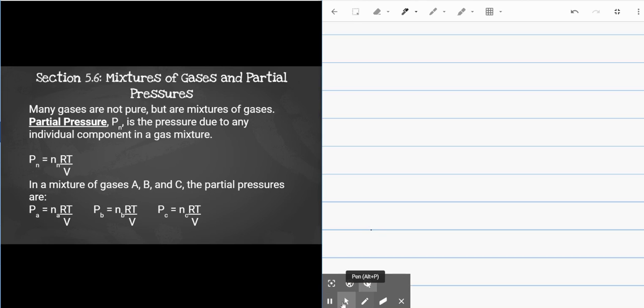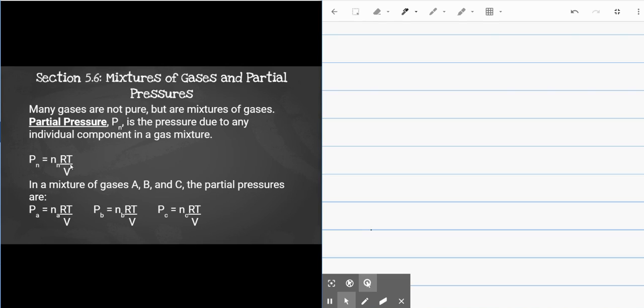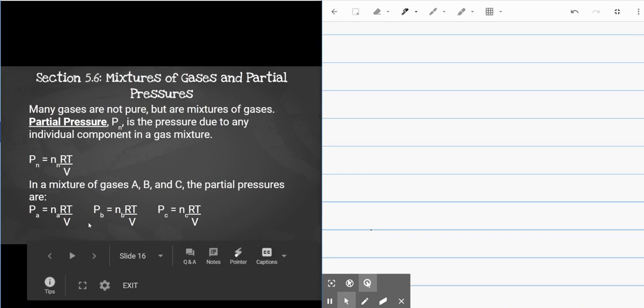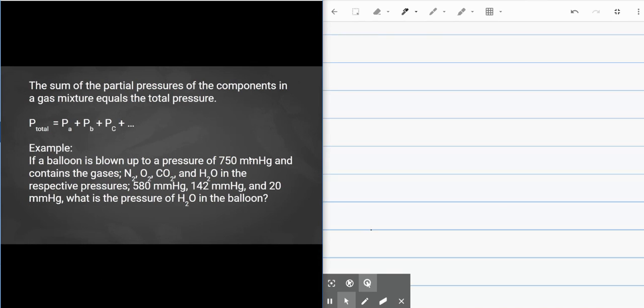The way that we calculate that is by taking the number of moles of that gas and multiplying it by our ideal gas constant, the temperature, and dividing by the volume. So in a mixture of gases, if you have gases A, B, and C, the pressure of gas A is the moles of gas A times RT over V. The pressure of gas B is the moles of B times RT over V, and C is the same thing. So that was one way of calculating it.